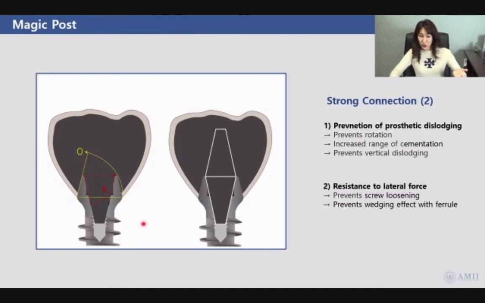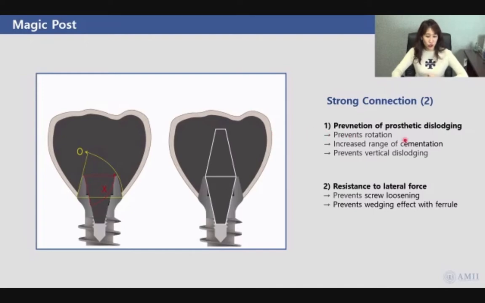So let me continue with the strong connection of the magic post. Chúng ta sẽ tiếp tục nói về cái kết nối rất là vững chắc của magic core. So I talked about how it has both internal and external connection, the magic connection. Vậy thì cái cấu tạo cụ thể của cái kết nối trong và kết nối ngoài như thế nào? How it has one piece integrated body, fixture body. Cái phần thân của implant thì là cái implant một khối.